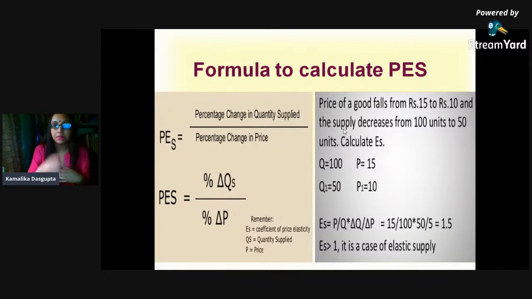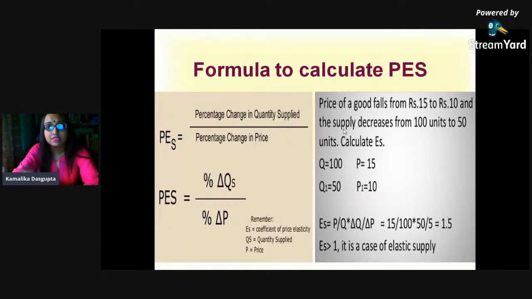We all know that the supply curve is positively sloped, and whenever price goes down, producers supply less. So there is always a positive relationship between percentage change in quantity supplied and percentage change in price. So price elasticity of supply is going to carry a positive sign along with it. Now there is a quick example.